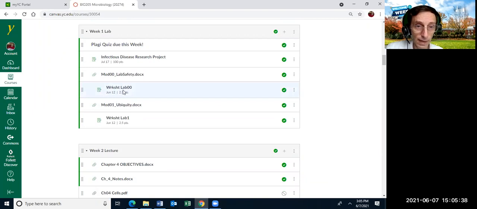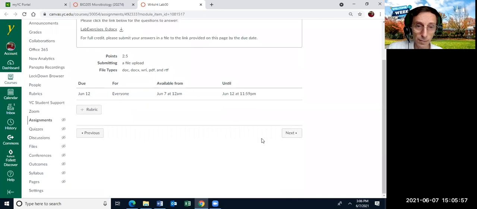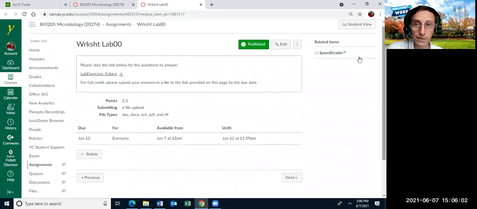Download worksheet lab 00, write in your answers, and then submit it in this folder. I don't have the button to submit because I'm an instructor, but it should be over here on the right, or if you don't have items on the right, it'll be down on the bottom here. I've got a speed grader, which you won't have, meaning I can grade the assignments. You can download the document there.